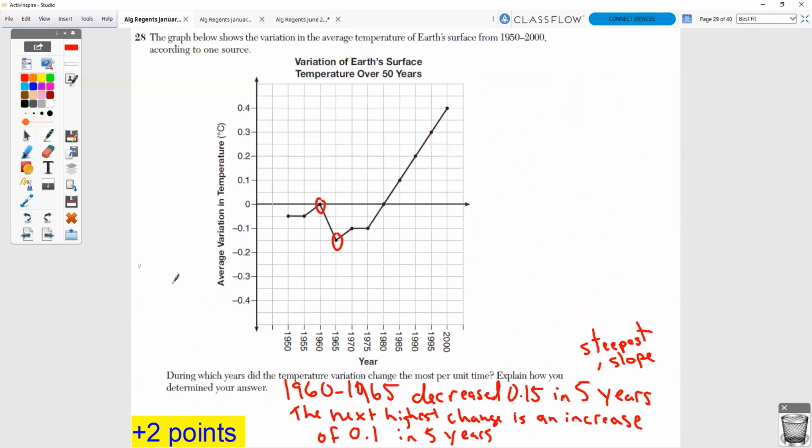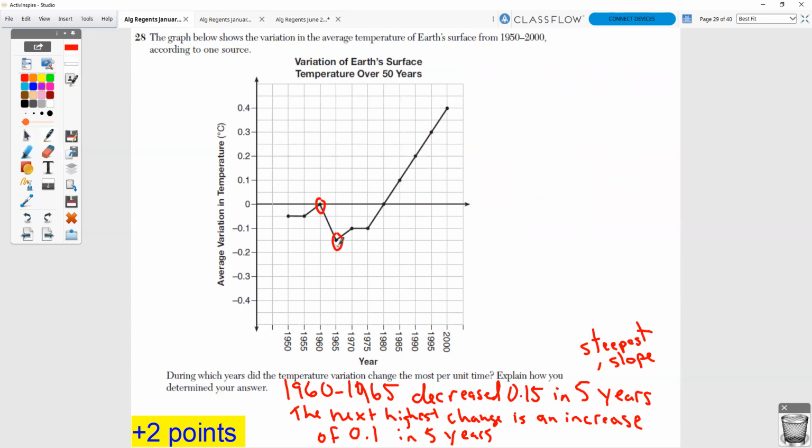In question number 28, during which years did the temperature variation change the most per unit of time? Explain how you determined your answer. So they want to know which one has the rate of change that would be the highest. Now, you have to be careful because highest is sort of the absolute value of that, whether it goes down or whether it goes up. You're looking for the biggest number because that would be the biggest change.